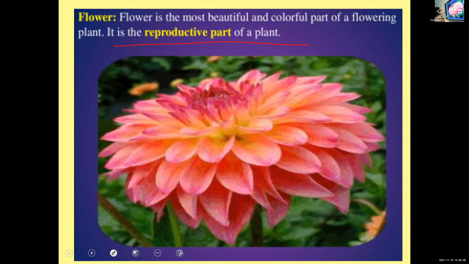So what actually are these flowers? It is the reproductive part of a plant. Reproductive part of a plant means producing another plant. The flower is actually the main organ to produce someone. Like you, you came from your mother's stomach. Do you agree, all of you? Yes, ma'am. You came out from your mother's stomach. So the stomach is a part of reproduction.